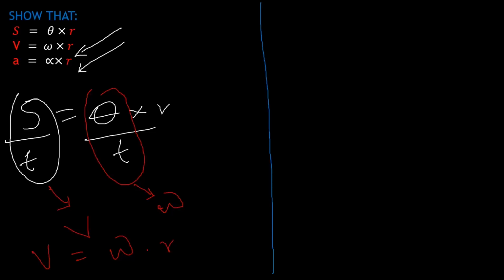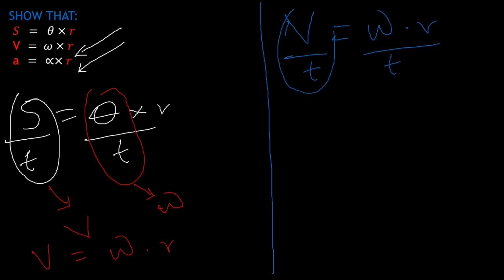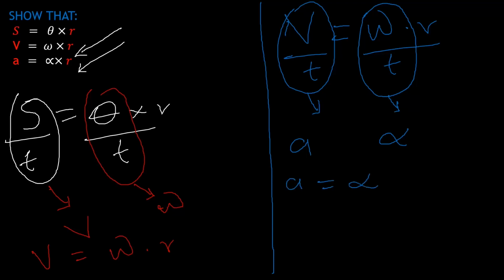Again, if you also divide the left hand side and the right hand side by T, divide through by T. Please, can you recognize this? This is what? Linear acceleration, and this one is angular acceleration. Of course, you have got that linear acceleration is equal to angular acceleration times R.